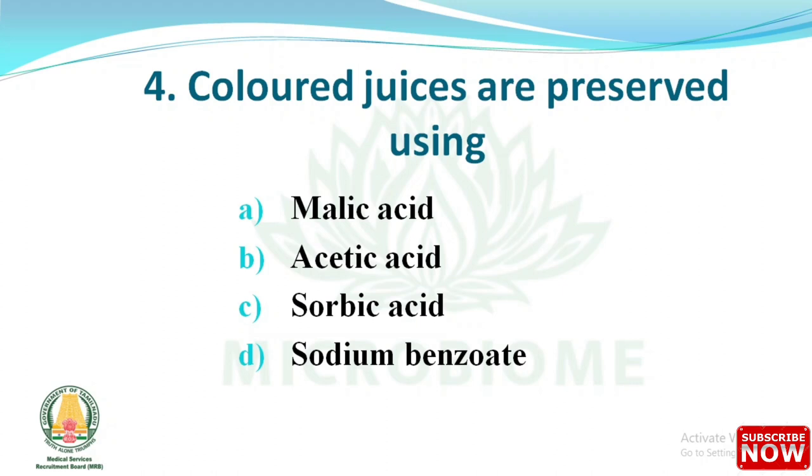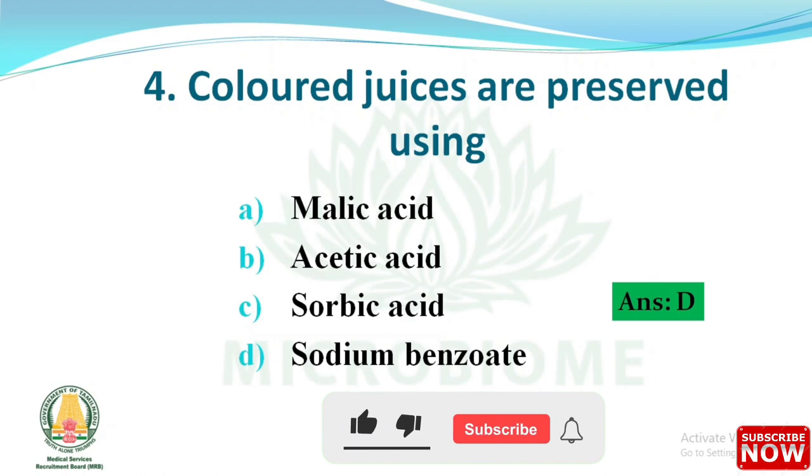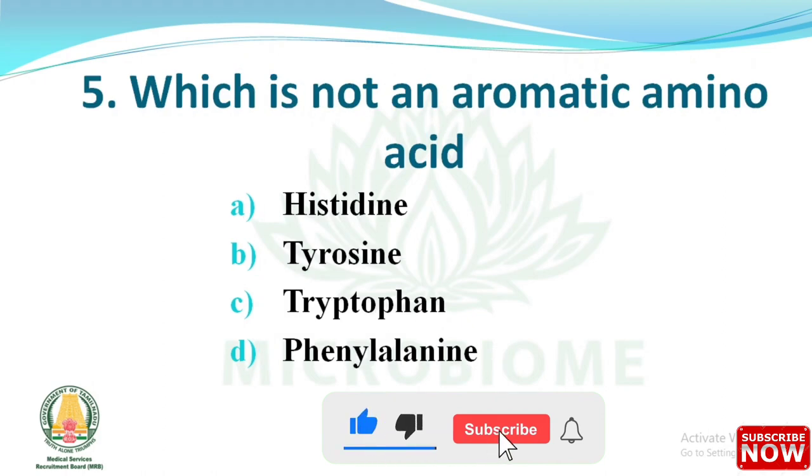And next question, colored juices are preserved using? The options, malic acid, acetic acid, sorbic acid and sodium benzoate. The right answer, option D, sodium benzoate.